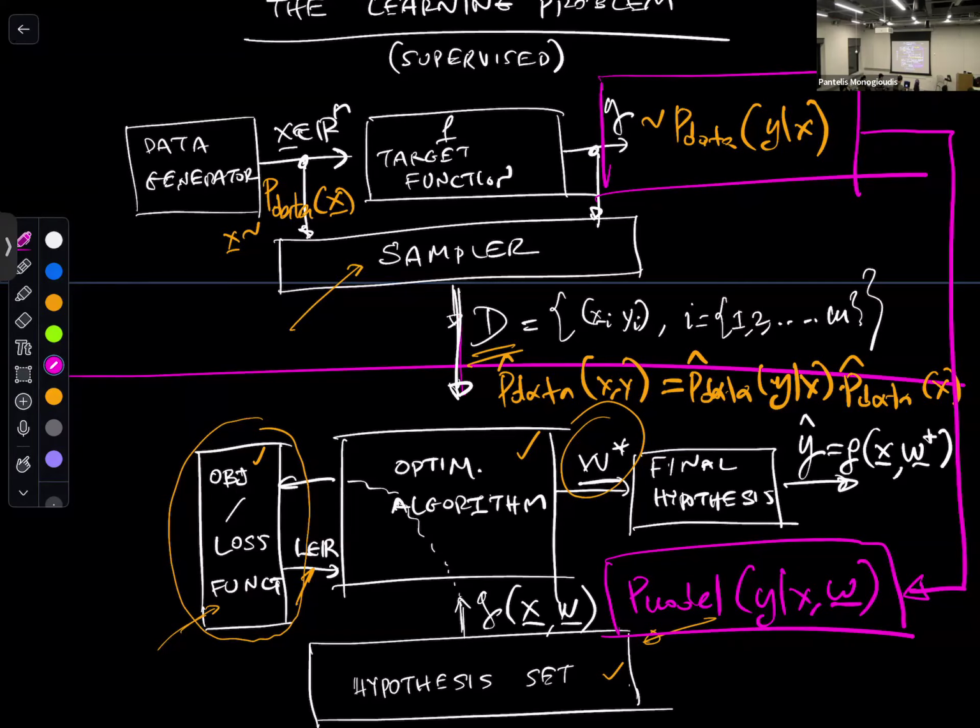Therefore, we cannot have a function here that is not y hat and y. It will be a function that allows a metric to be computed, a distance between two probability distributions: the P model and the P data.